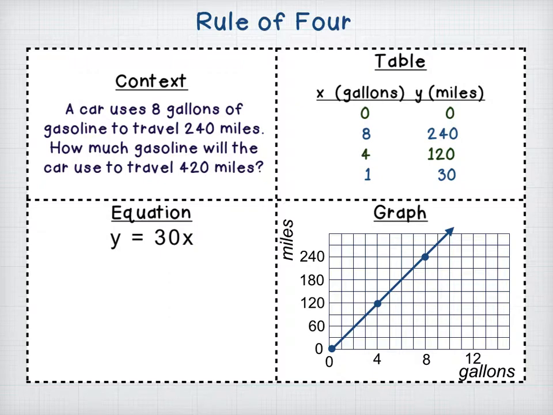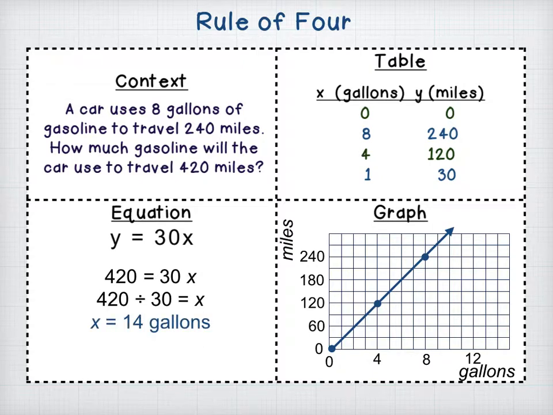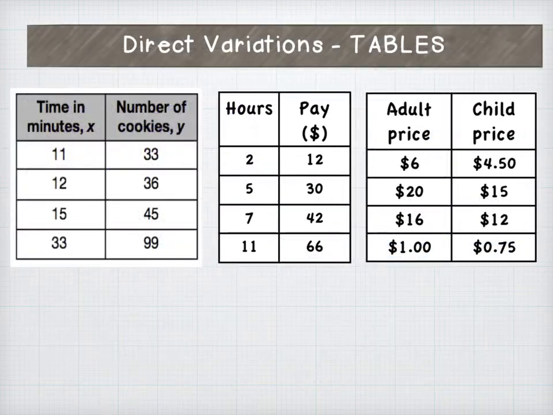Now let's solve the original problem. We can put 420 in place of y in my equation and solve for x. So to travel 420 miles, it would take 14 gallons of gasoline. So you want to be familiar with the contextual form, the table, the graph, and the equation form of a direct variation. Let's look at the tables more closely.